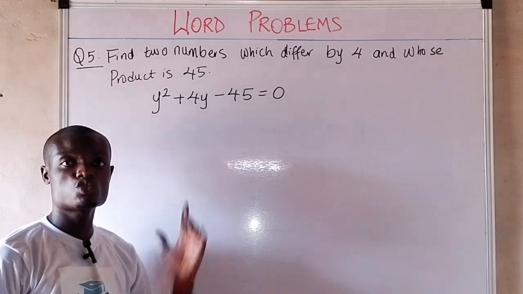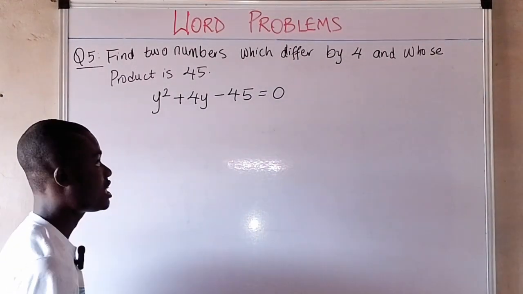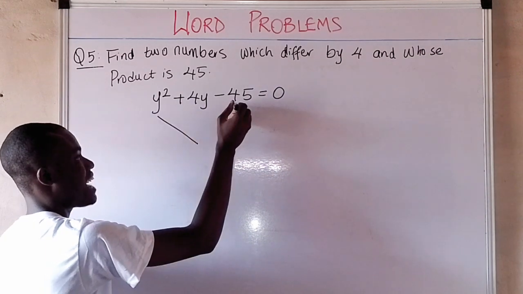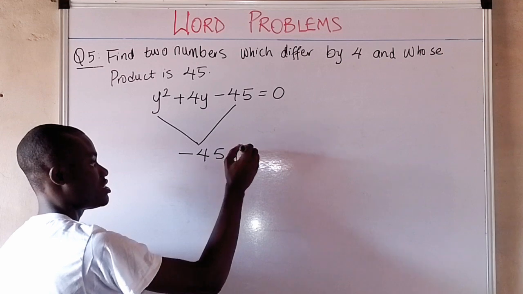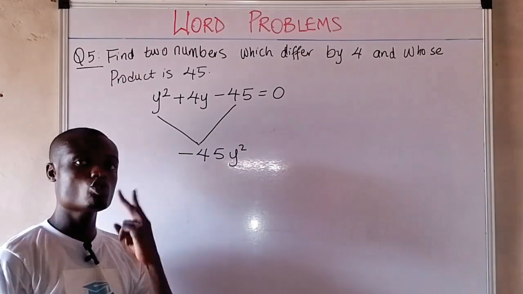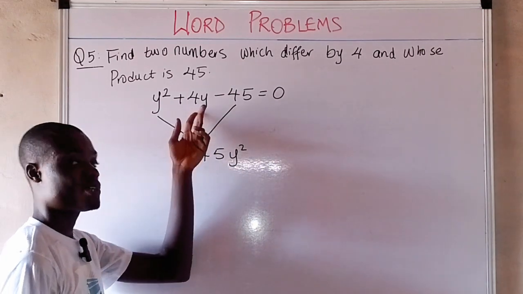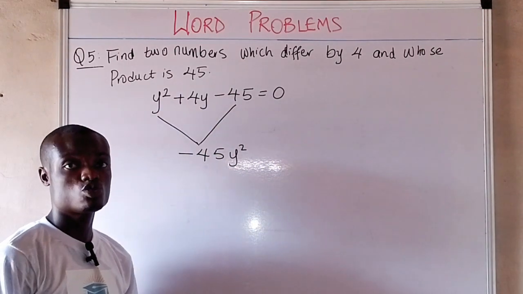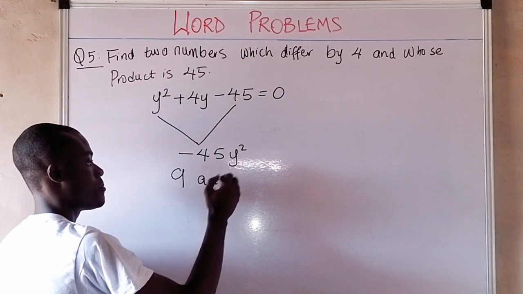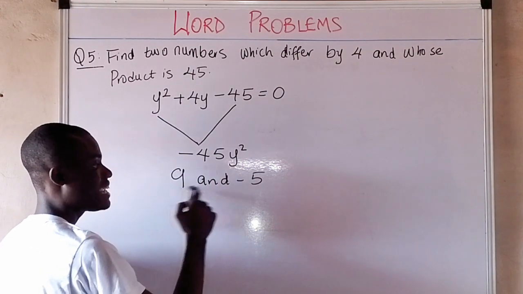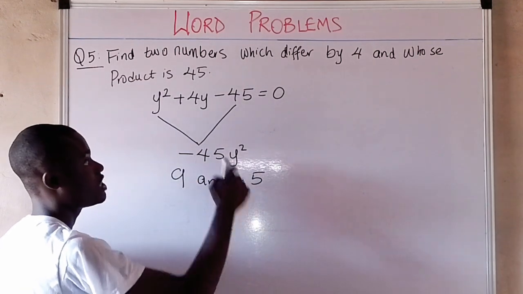And we are going to solve this quadratic equation using the factorization method. When we look at that method, we said that we have to multiply the coefficient of the square term with the constant, and when we do that, we are going to have minus 45y squared. Now we say that we have to look for two numbers such that when you multiply them, you get this number, and when you add them, you get this number. What are those numbers we can use for this particular equation? They are 9 and minus 5. So 9 times minus 5 will give us minus 45, and also 9 minus 5 will give us 4.